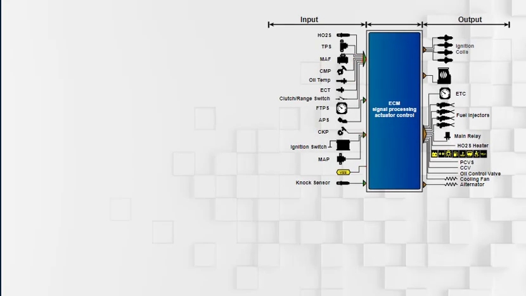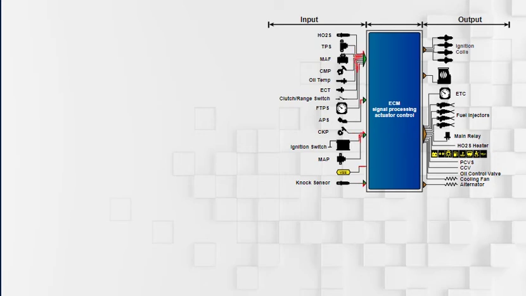Let's look at the engine management system. Sensors provide input signals to the ECM for engine operating conditions, such as engine load and coolant temperature. Using built-in logic, the ECM controls outputs like fuel injectors and ignition coils.